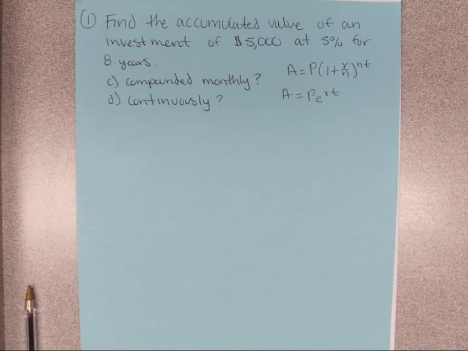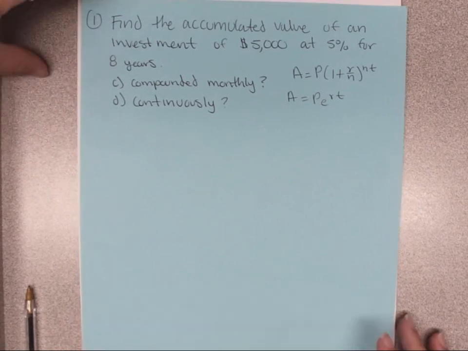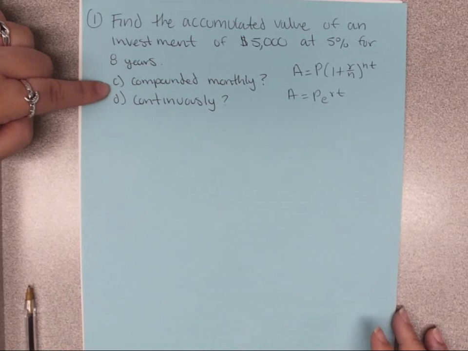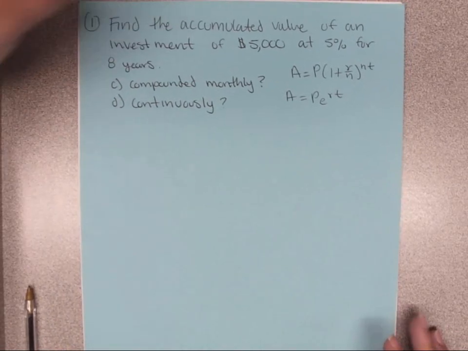Let's look at finding the accumulated value for an investment of $5,000 at a rate of 5% for 8 years. So let's start by looking at how much money we would accumulate over the next 8 years if we compound monthly, and then we'll take a look at how much money we'll accumulate if we compound continuously.